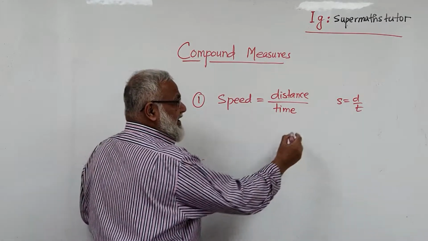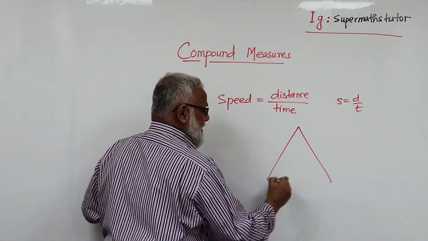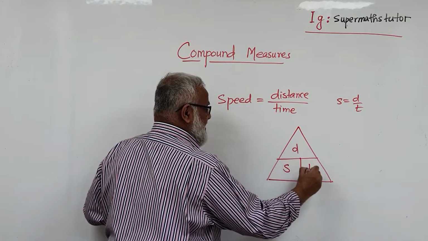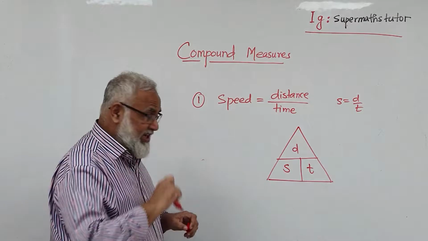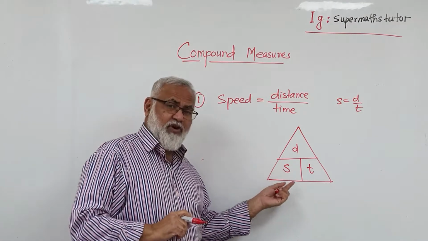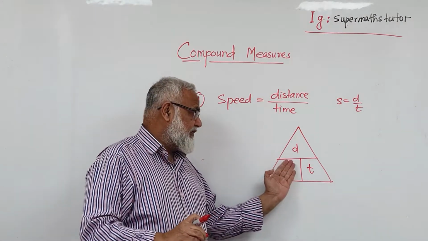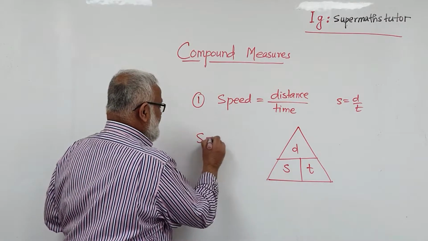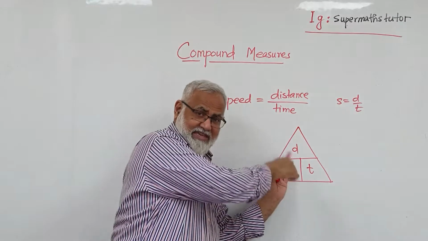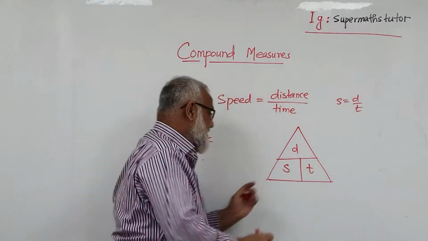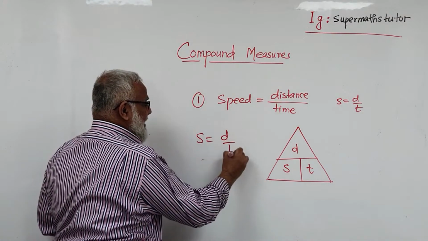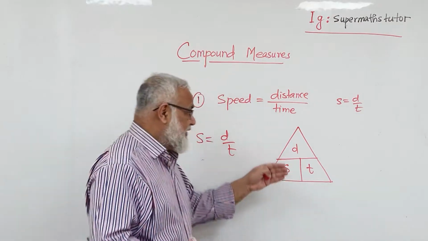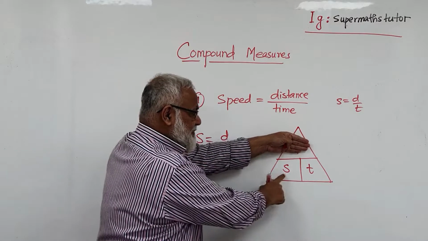I will draw a triangle here, and this is the speed is distance divided by time. I can make any the subject. For example, if I want S, I'm going to put my hand here, S, and look here, what do you see here? D over T. That will be the formula. If I have to find speed, then you use distance divided by time. If I have to find distance, then speed times time.